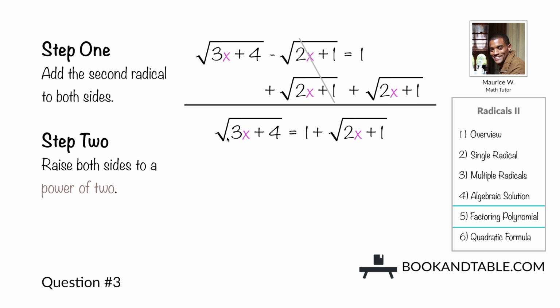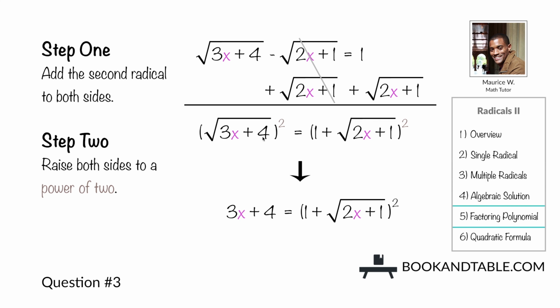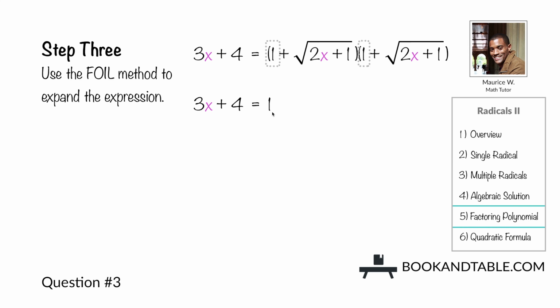To get rid of this radical sign, we want to raise both sides of the equation to a power of 2, leaving us with 3x plus 4 on the left side, and 1 plus the square root of 2x plus 1, squared, on the right side. And now step 3, use the FOIL method to expand this expression on the right. So 1 plus the square root of 2x plus 1 times itself, squared.